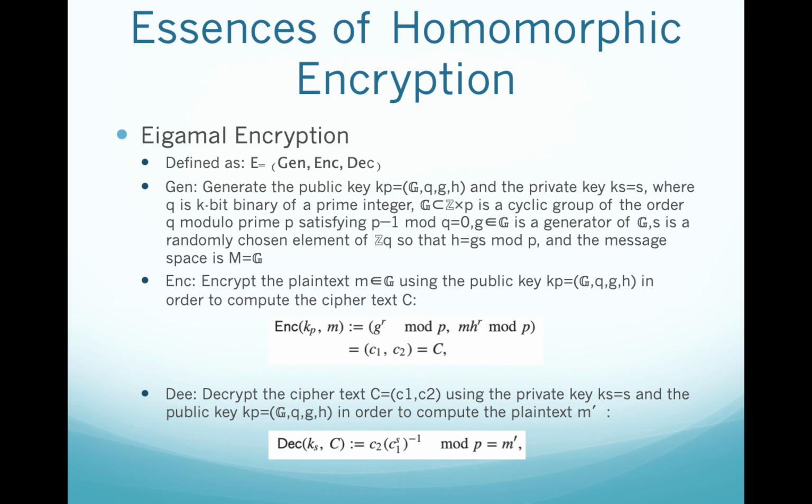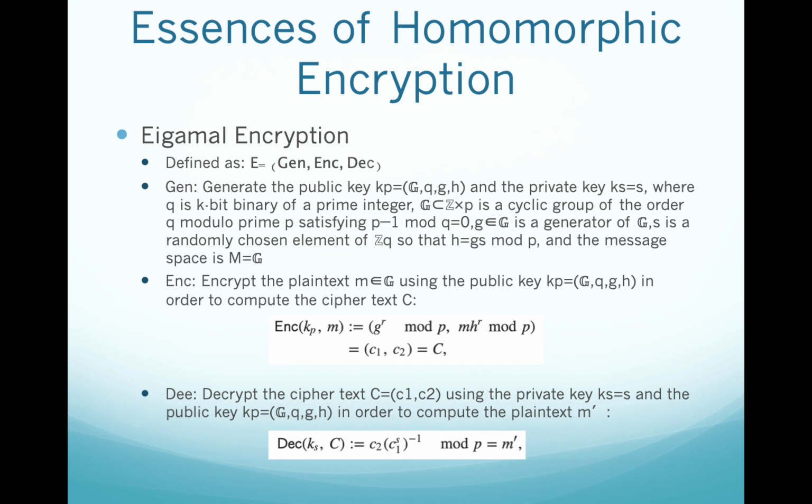Now we can move into the next encryption scheme, which is our ElGamal encryption scheme, which is a little bit more complex. So that also is defined as epsilon equaling the key generation, our encryption, and decryption. To do the key generation, we generate a public key, which is going to be KP equals capital G, Q, lowercase g, and H. And the private key is just going to be KS equaling S.